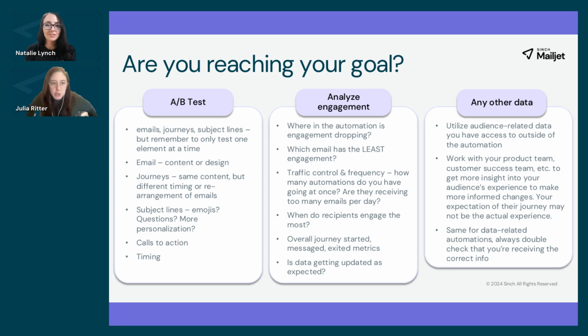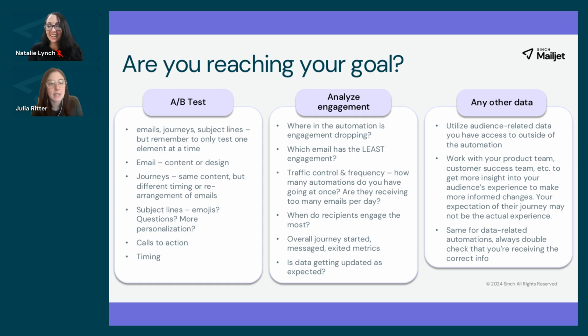Well, speaking of which, didn't even plan on that good of a transition, but here we are. Okay, so once you have an automation going, how do you see if it's even successful? How do you know that you're reaching your goal? And if you're not, there are some ways you can mix things up and see what else can be successful for you. So, A/B testing. You all know I love an A/B test.